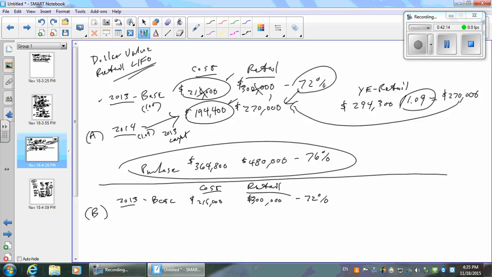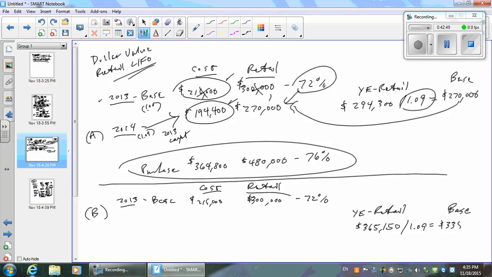What do we have at year-end retail? In part B? 365,150. First, we want to deflate that, right? Okay, for inflation. Divide it by 1.09, and what do you get? These are base now, right? Base. It's the same as we were doing before with dollar value LIFO in the last chapter. So I wanted you to get it down there, right? So how much is that?